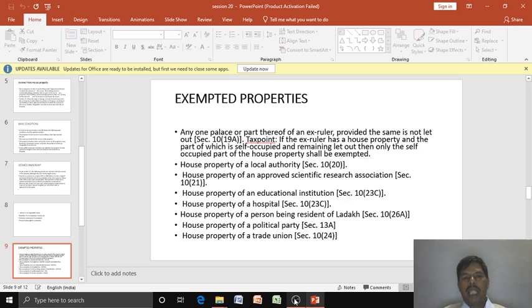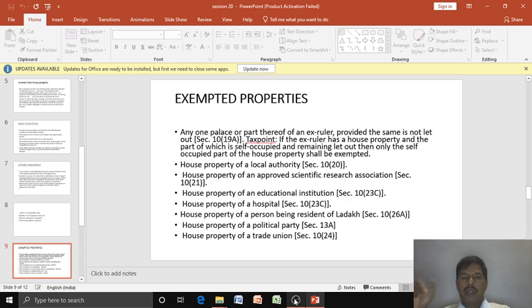Any one place or part thereof of an ex-ruler, provided the same is not let out. Section 10(19A): from the tax point of view, if the ex-ruler has a house property, part of which is self-occupied and the remaining let out, then only the self-occupied part of the house property shall be exempted. The let out part will be taxed, or income from let out house property will be taxed, but if the house is used for its own residence, then it will be exempted.